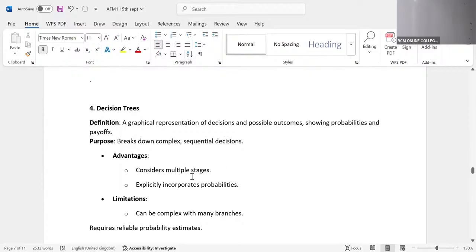Advantages, it considers multiple stages. It explicitly incorporates probabilities. Disadvantages, it can be complex with many branches. So straight away, let's tackle a past paper question.